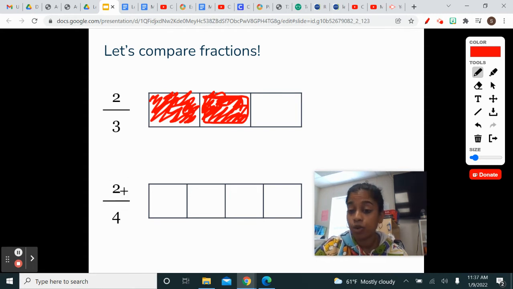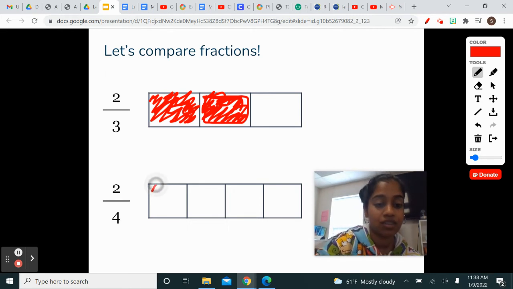So we have the same numerator, right? So we have 2 and 2 of those pieces. But this time our whole is being cut into 4 pieces. That's because that's what our denominator is telling us. So let's go ahead and make sure we have our 4 pieces. 1, 2, 3, 4. Fantastic. Have those. So let's go ahead and shade in our 2/4. So there's 1/4 and there is 2/4.